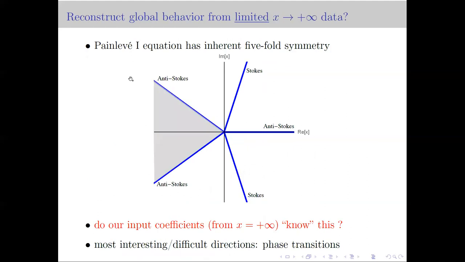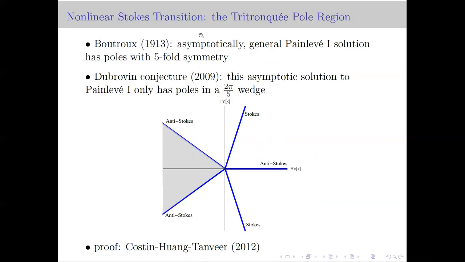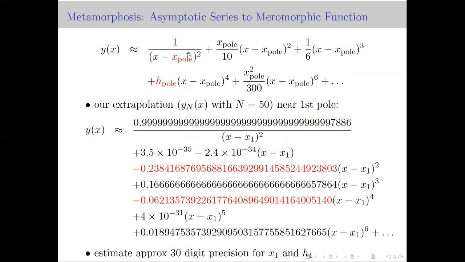Inside this pole region, the natural description of the function looks like this. There's a double pole. Around any one of these poles, you expand the function like this, the location of the pole. The next term vanishes, the next term vanishes, the next term vanishes, the next term that is non-zero is quadratic, and the coefficient is this pole value divided by 10. The next term is the cube, and the coefficient is 1/6. And the next term gives you the other boundary condition parameter. And from then on, all of the terms are determined in terms of these two boundary condition parameters around any pole.